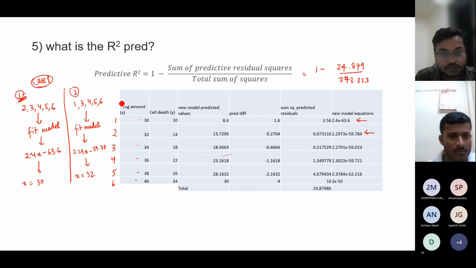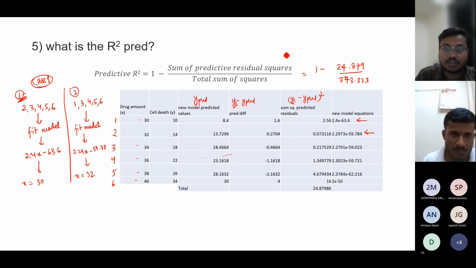Then we substitute all these values: x equal to 30 in this equation gives this predicted value, x equal to 32 in this equation gives this predicted value, and so on. This is y pred, this is yi, this is yi minus y pred, and this is yi minus y pred whole square. We calculate these columns and take the sum, which is the sum of squares of predictive residuals. We substitute this in the equation, and the total sum of squares we know from the previous calculation to be 373.333. Then we get a predictive R square value of 0.933. Is this clear?